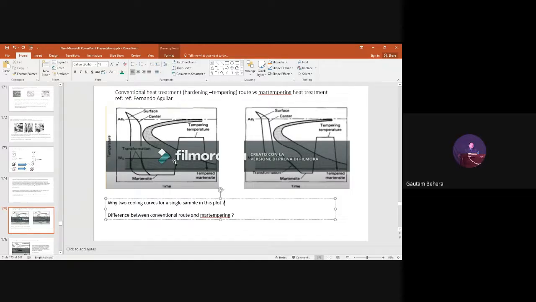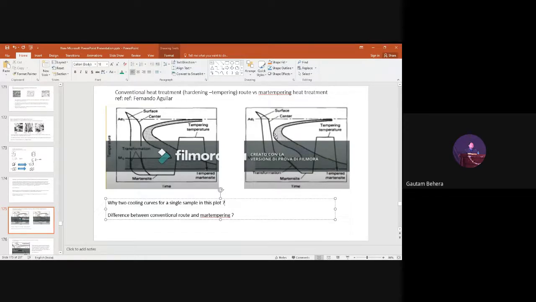But you can say like this: in this conventional heat treatment, hardening and tempering, in the case of hardening, we are quenching the steel from the austenitizing region directly to below MF, right? It is a continuous cooling. You are doing continuous cooling from the austenitizing temperature to below MF. This is the MF temperature, martensite finish temperature, right? And we are getting martensite.